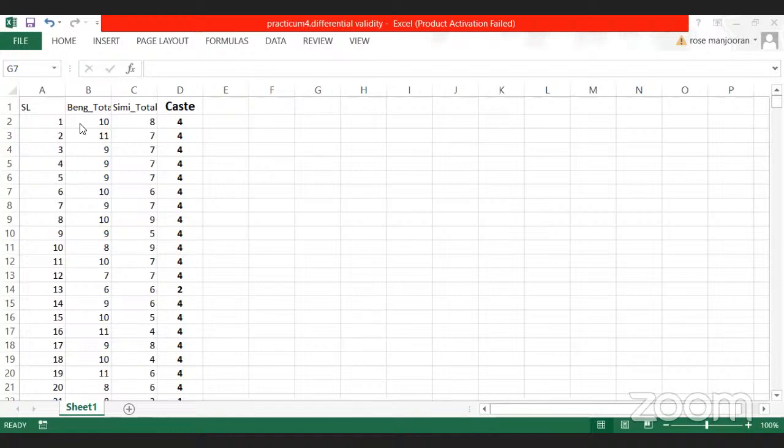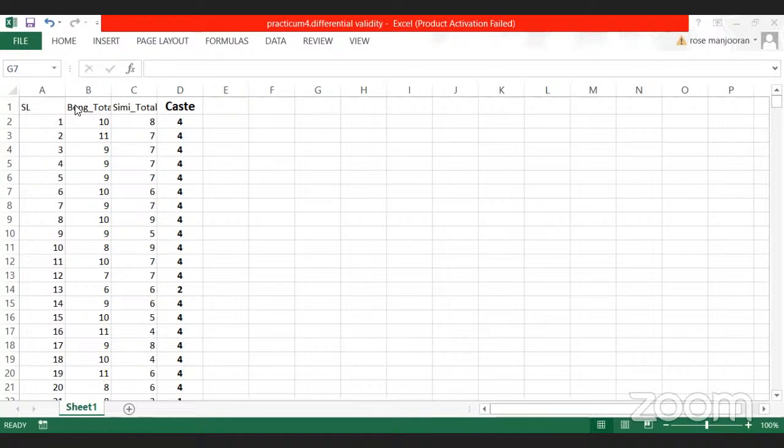So you can see one BENG. This is the Bengali total. That is the subtest of the achievement test. We have seen two tests here: the verbal reasoning test and the achievement test.